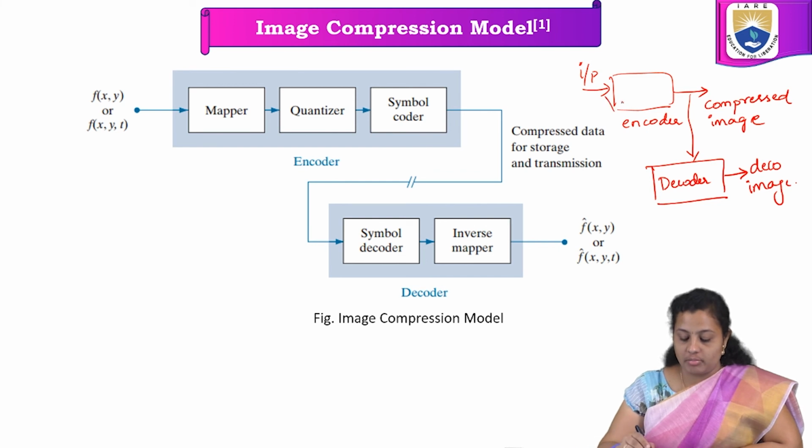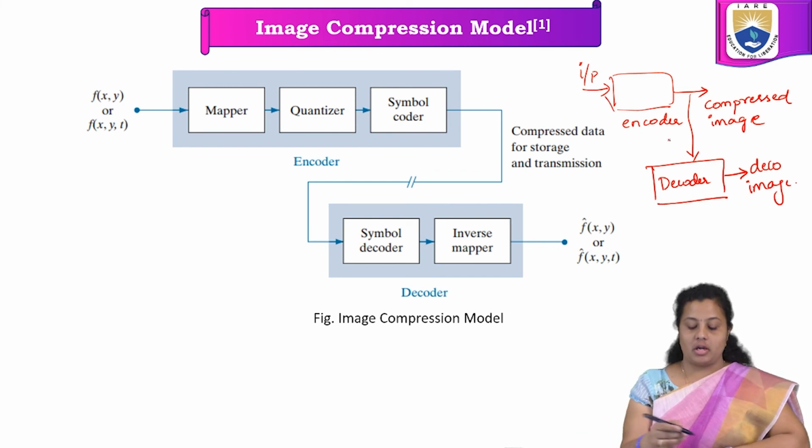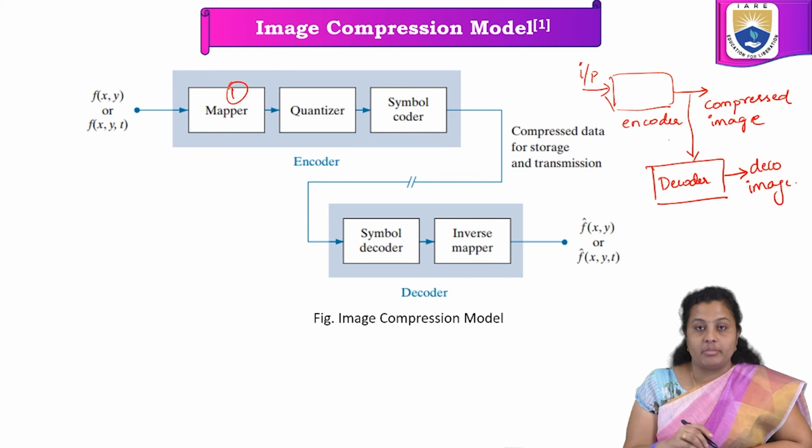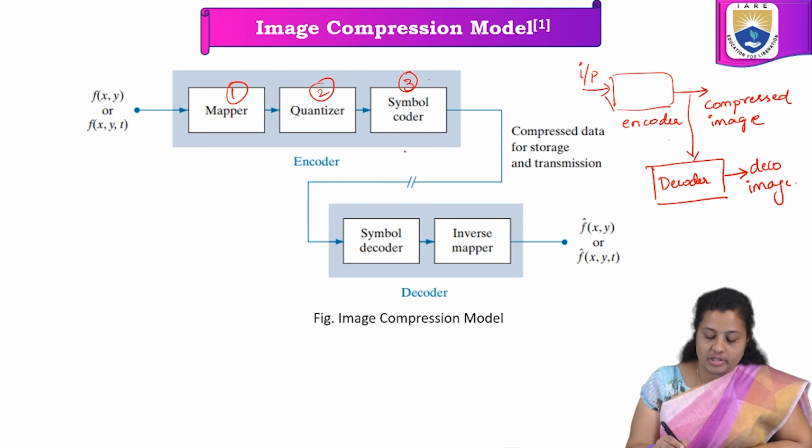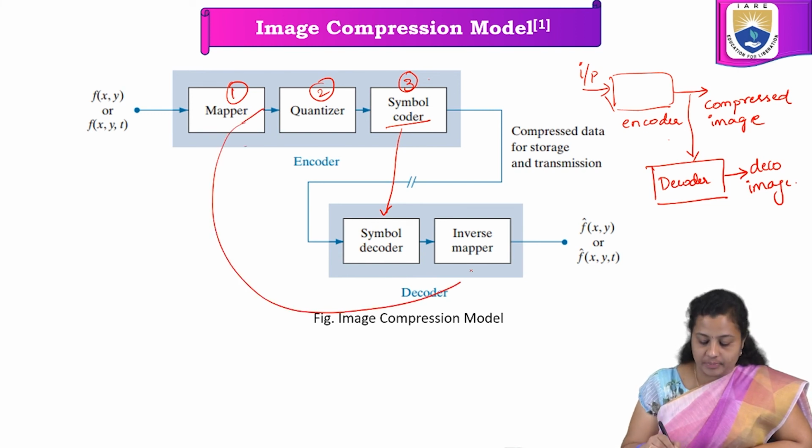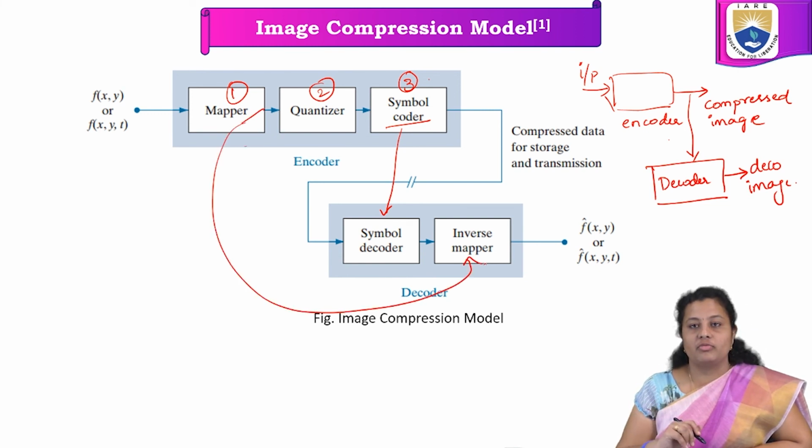The sub blocks that exist in the encoder are: the first one is the mapper, the second one is the quantizer, and the third one is the symbol coder. We have to revert all these operations in our decoder. So we have a symbol decoder, and for the mapper we have an inverse operation, given by the inverse mapper.